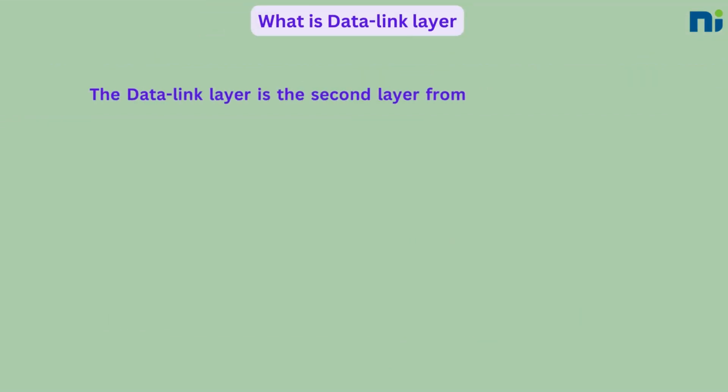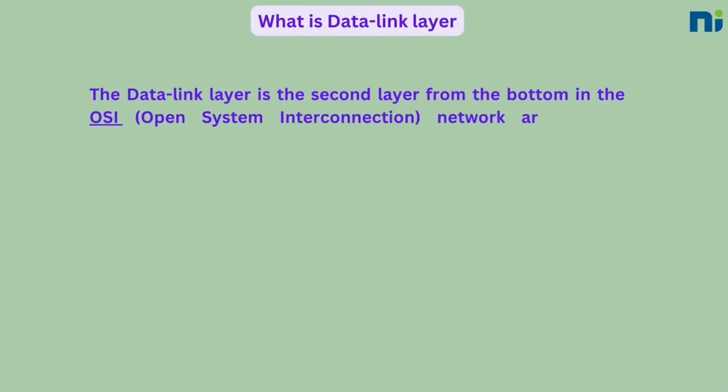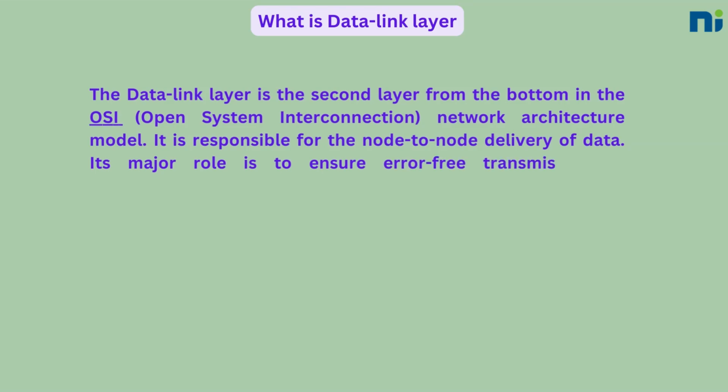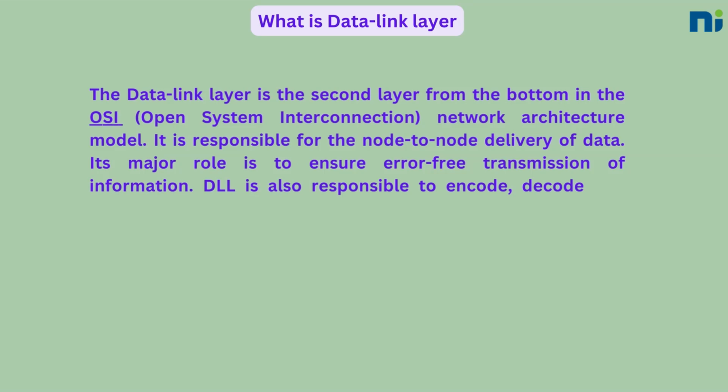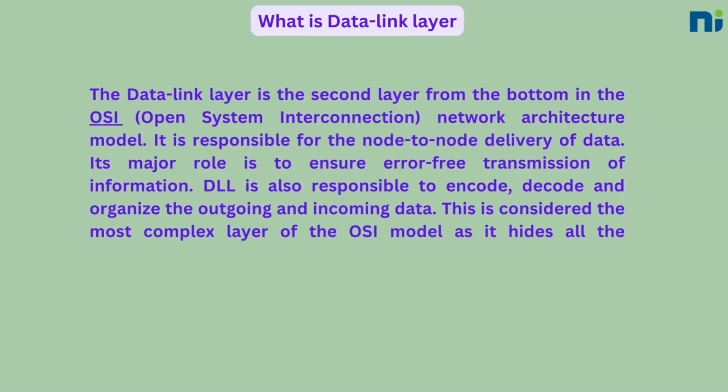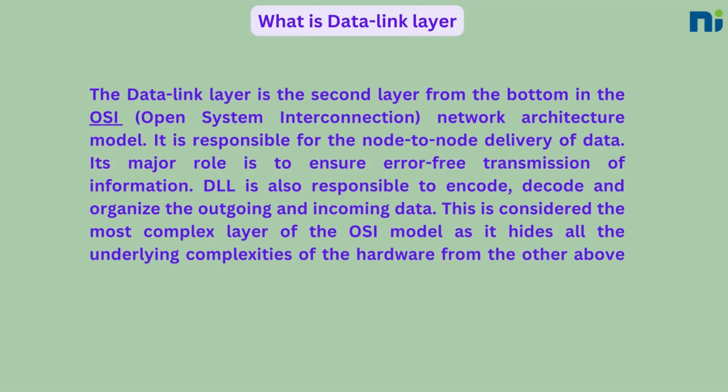The data link layer is the second layer from the bottom in the OSI, Open System Interconnection, network architecture model. It is responsible for the node-to-node delivery of data. Its major role is to ensure error-free transmission of information. DLL is also responsible to encode, decode, and organize the outgoing and incoming data. This is considered the most complex layer of the OSI model as it hides all the underlying complexities of the hardware from the other above layers.